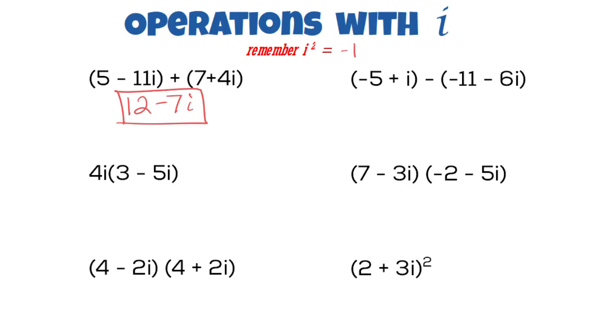If you're subtracting, remember, you got to distribute that through every term here and then combine the like terms. I've got my negative 5 and my 11. I've got an i and a 6i.